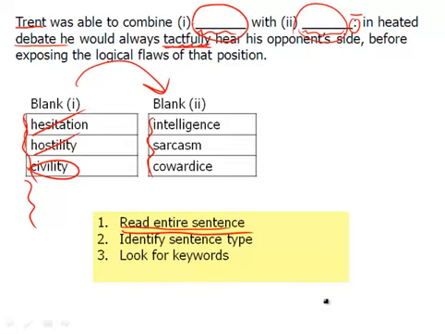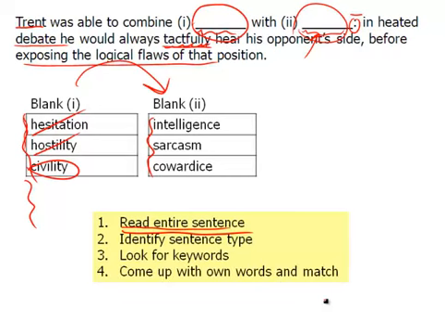It says, before exposing the logical flaws of that position. So that's great. This guy Trent was a very good debater. He would listen to the other side, but then show how the other side was wrong. So what did he have here? Well, he combined politeness, civility with an ability to reason and argue. And so that's going to be my word, the word that I can come up with here and match to the answer choice. Again, you don't need to come up with an exact word, but a phrase.